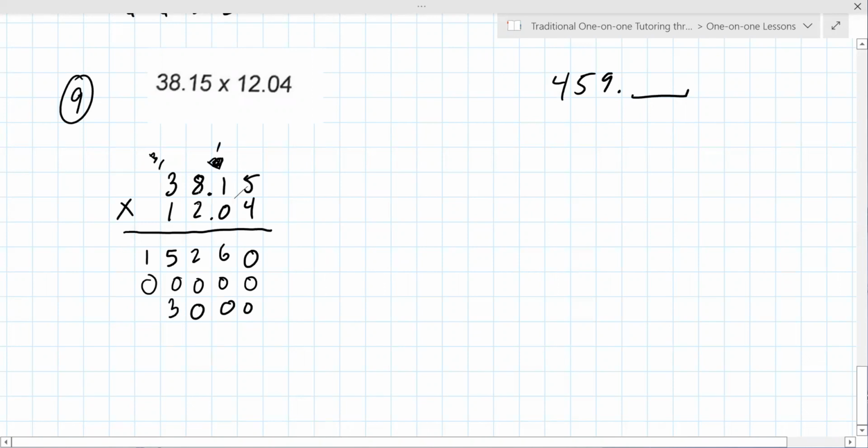2 times 1 is 1 plus 1 is 3. 2 times 8 is 16, 6, put a 1 there. 2 times 3 is 6 plus 1 is 7. And then it's so many zeros, but I guess that's why I'm losing track here. 1, 0, 2, 0, 3 zeros. Okay. And so you just put all the numbers in.